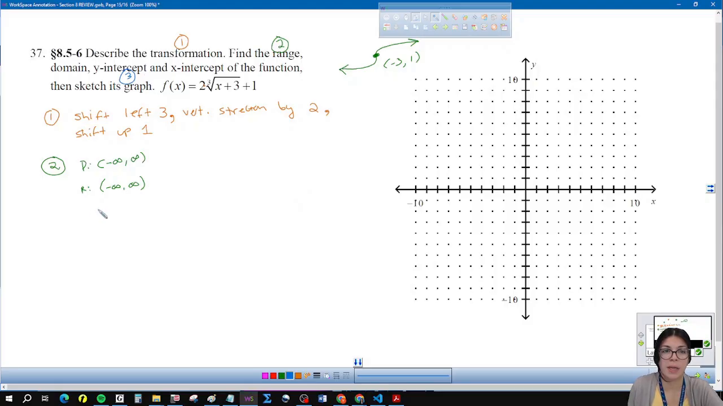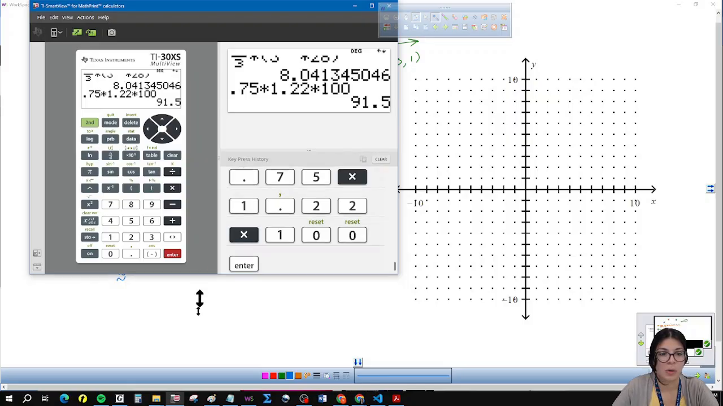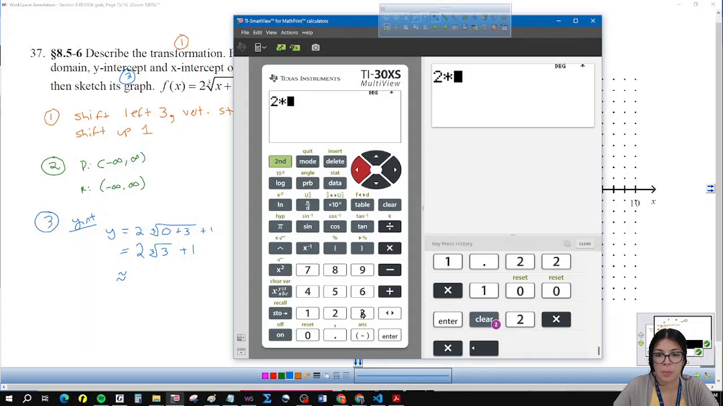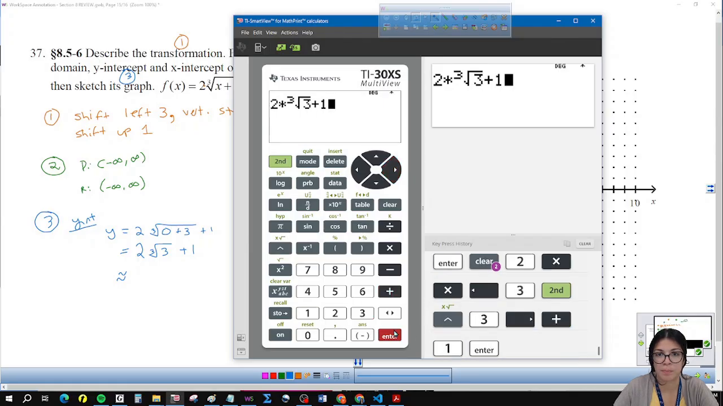Third, they want us to find the intercepts, so x-intercept and y-intercept. So for the y-intercept, we're going to set x to equal 0. So y equals 2 times the cube root of 0 plus 3, plus 1. 2 times the cube root of 3 plus 1. So that would be the exact value. In order to guesstimate it, I can use my calculator. So I can punch it in as 2 times the cube root of 3 plus 1. And it's roughly decimal 3.9.